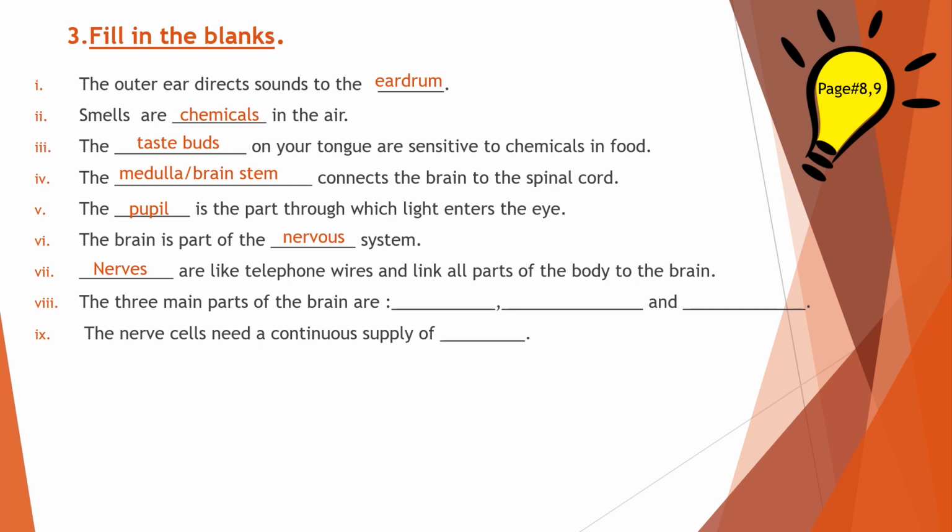The three main parts of brain are medulla, cerebellum and cerebrum. The nerve cells need a continuous supply of dash. What do nerve cells need? They need continuous supply of oxygen.